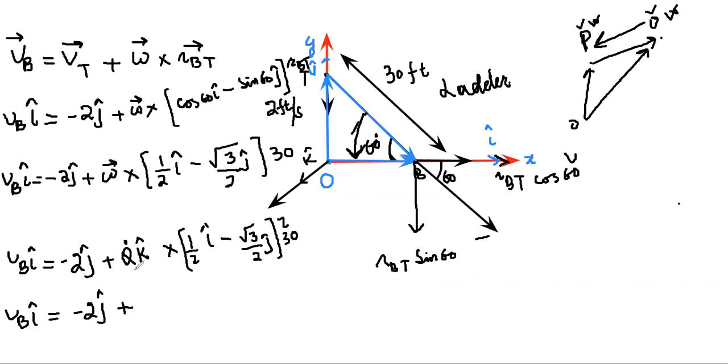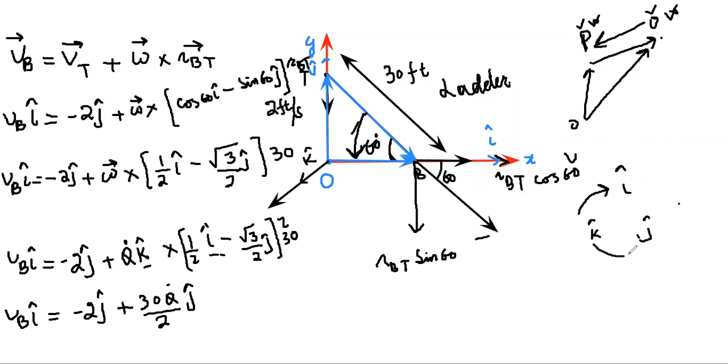plus, now take the cross product. We have i cap, j cap and k cap. Now you have k cross i. As far as k cross i is concerned, this is in cyclic order. K cross i will be equal to plus j. So it will be 30 theta dot into 1 by 2, k cross i, that's equal to j cap. Then we have the second term. This is theta dot root 3 by 2, that we have k cross j.